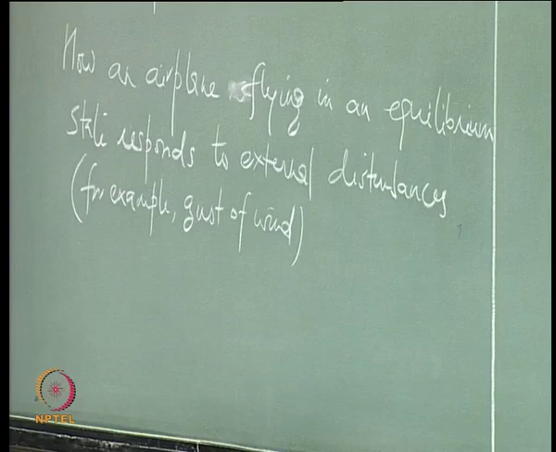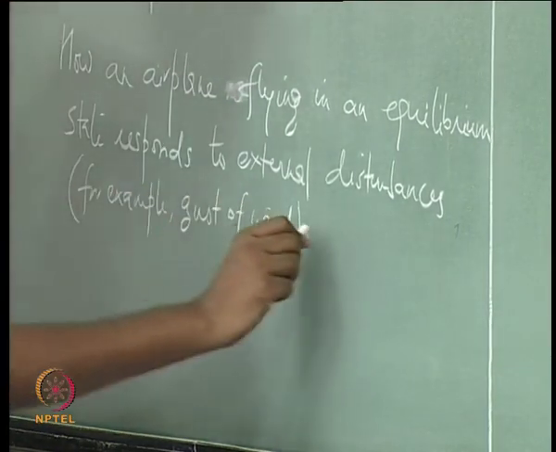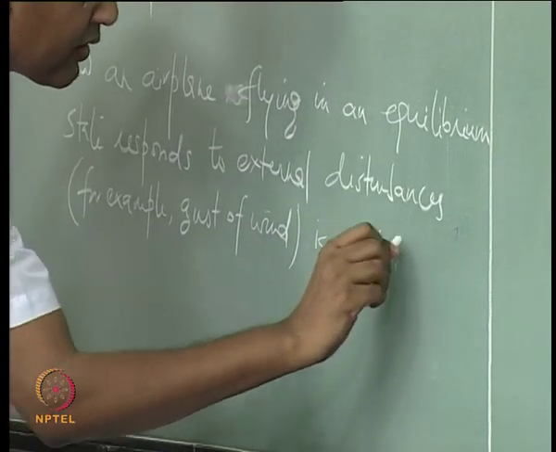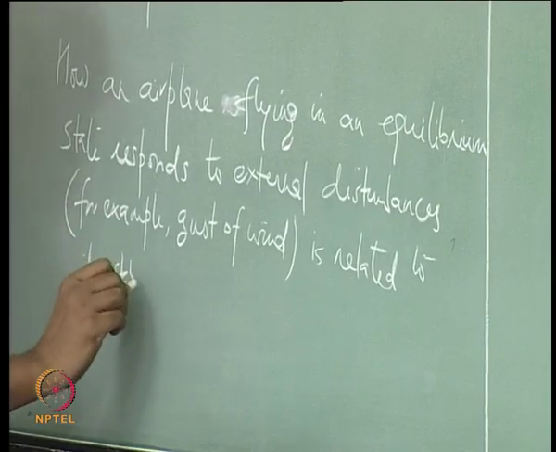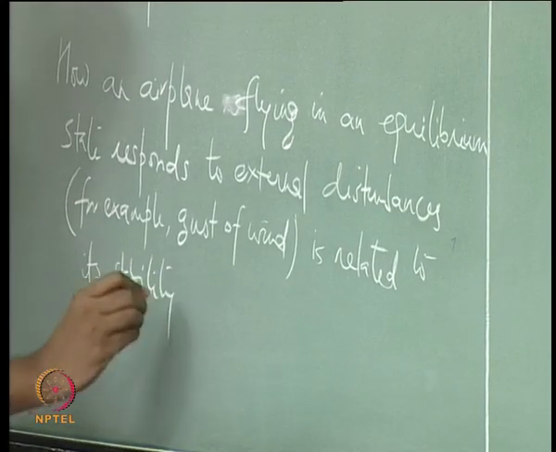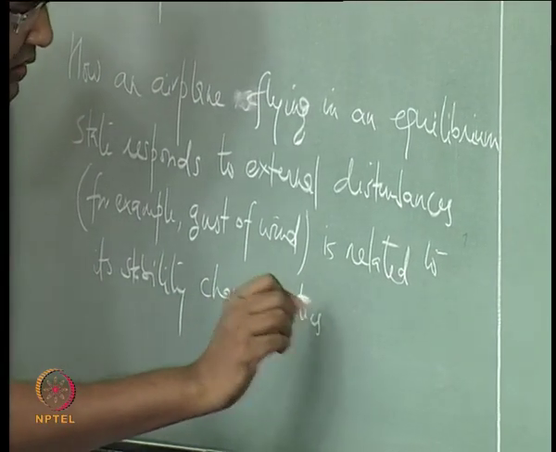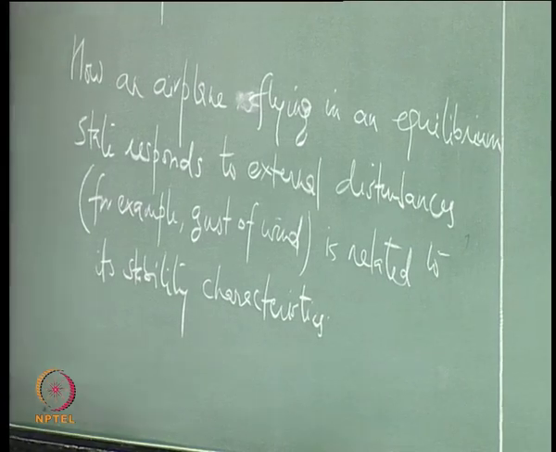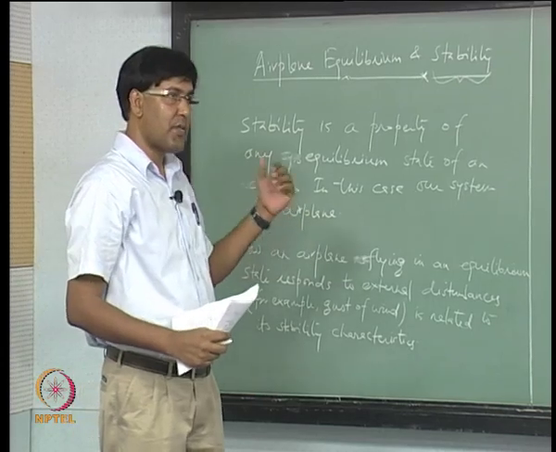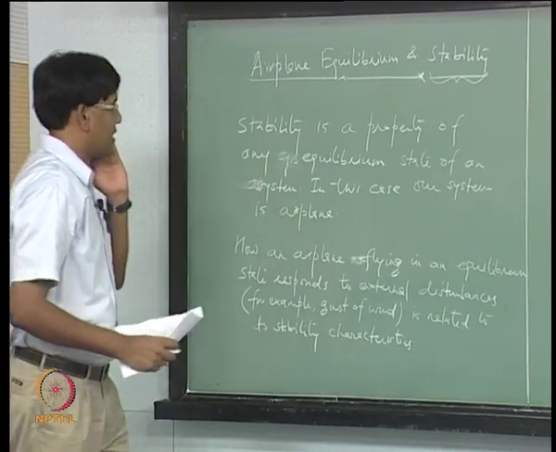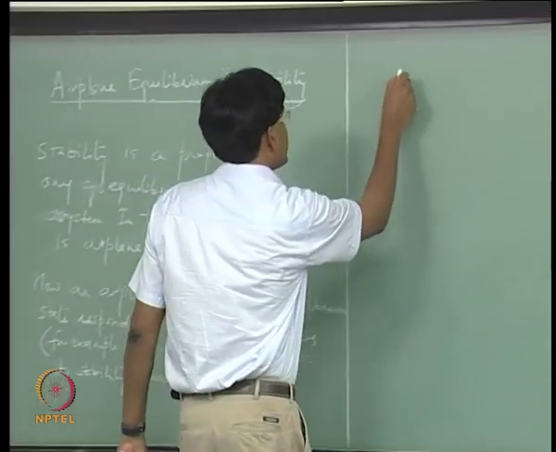a gust of wind, is related to its stability characteristics, and that stability characteristic is a property of that particular equilibrium condition that the aircraft is flying in. So, let us try to define what equilibrium is.